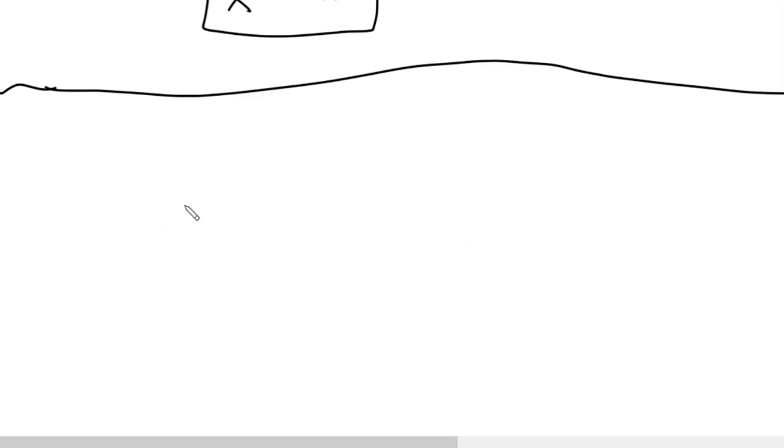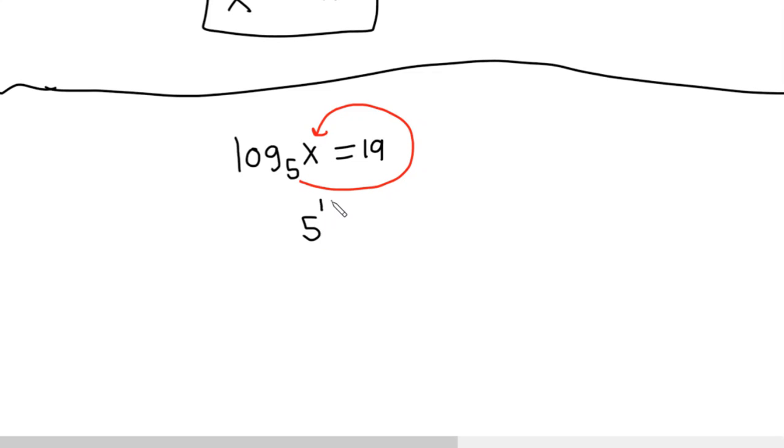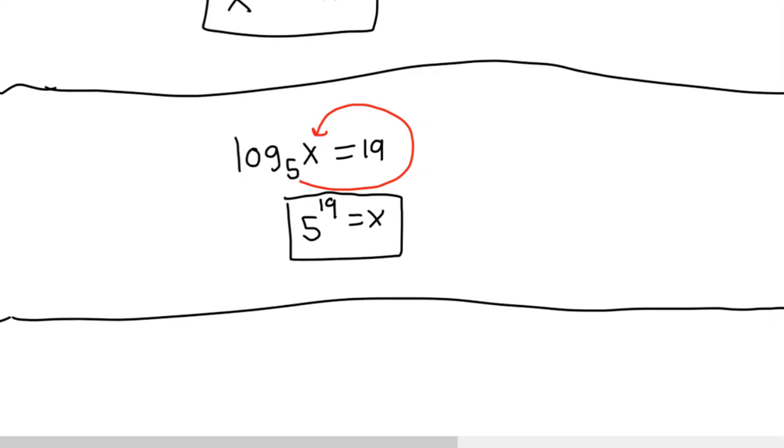Okay, so let's try another one. Log base 5 of x equals 19. Swoop method still applies here. So 5, hit 19, hit x. So I have 5 to the 19th equals x. And that's going to be some gargantuan number, which I don't even want to compute.